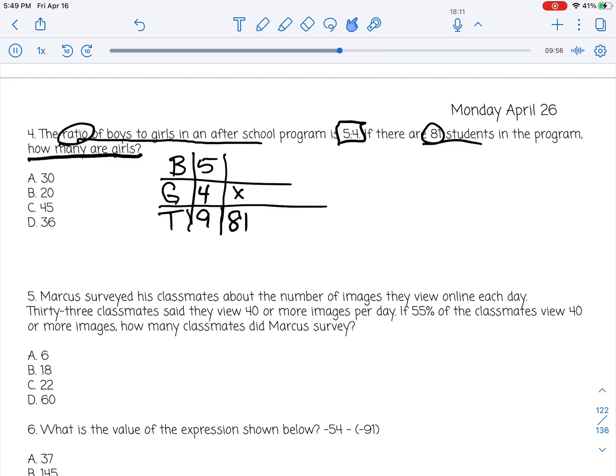And now I can use scale factor to find my answer. So how did I get from 9 to 81? Well, I multiplied by 9. So I take 4 and I multiply by 9. And that gives me 36. So my answer is D, 36 girls. There are 36 girls in the after-school program. All right, here we go.